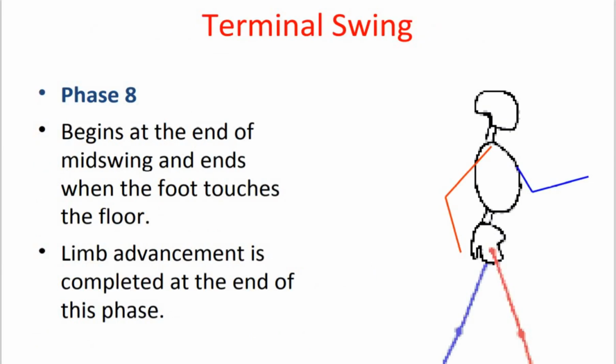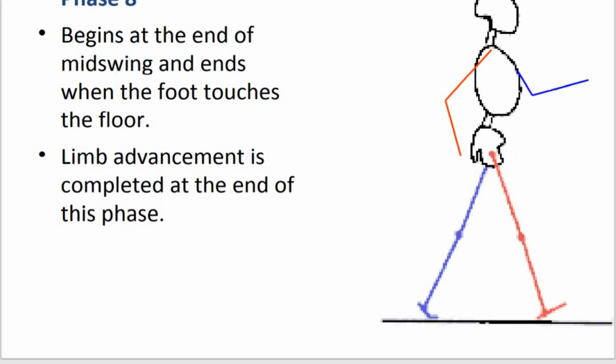Finally, we will see about the terminal swing phase, that is phase 8. It begins at the end of the mid swing and ends when the foot touches the floor. The limb advancement is completed at the end of this phase. The limb is advanced completely forward, as you can see in this phase.